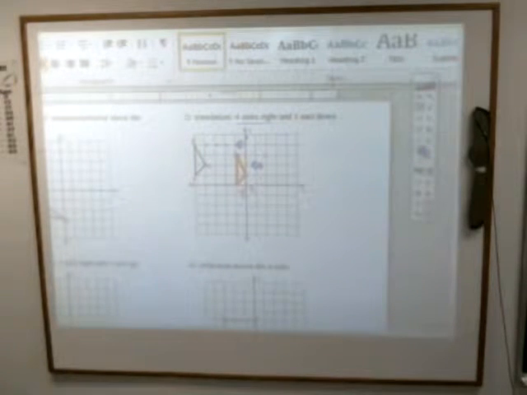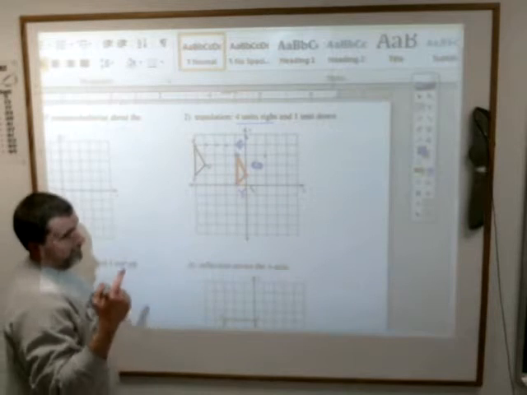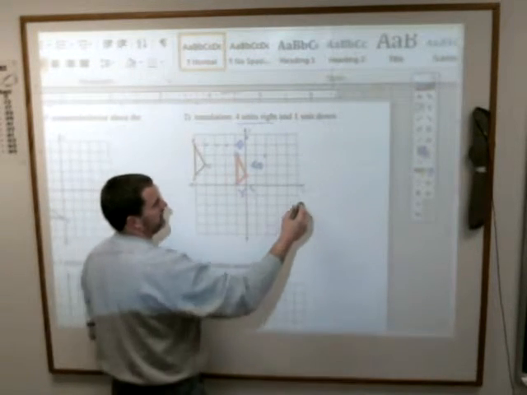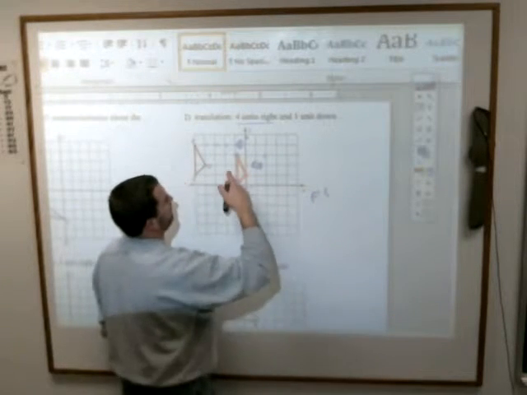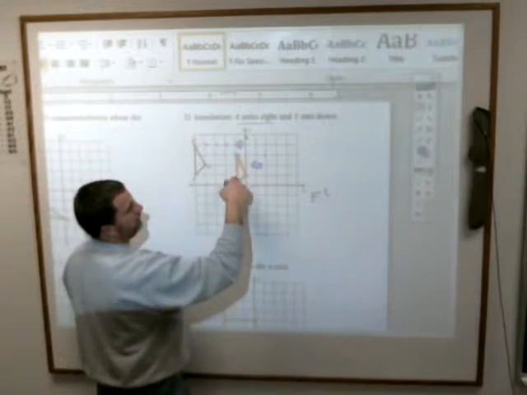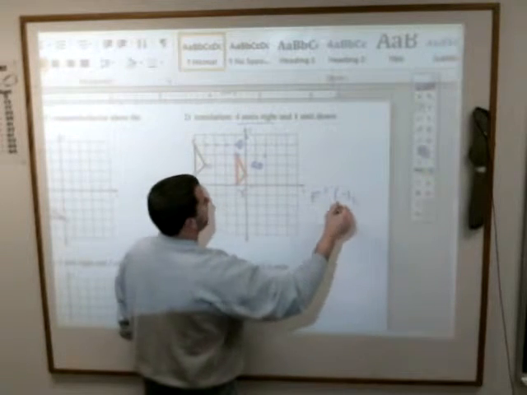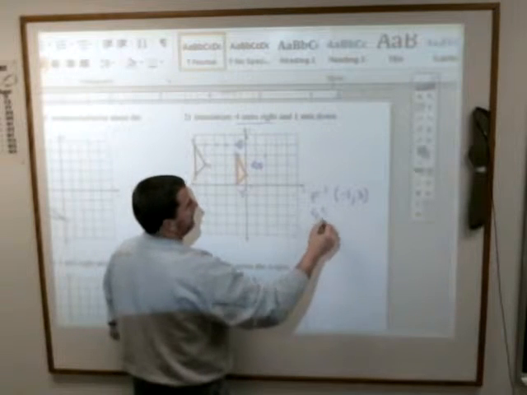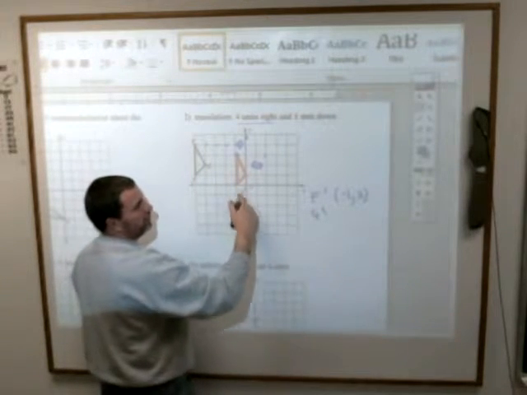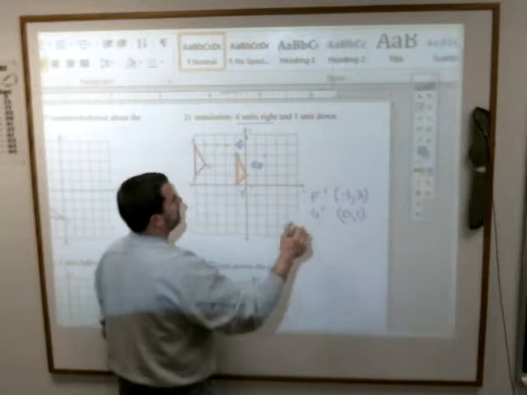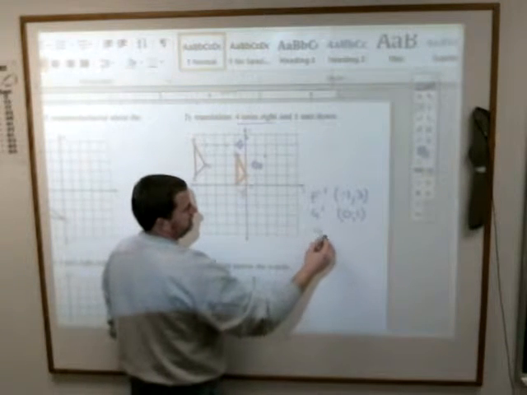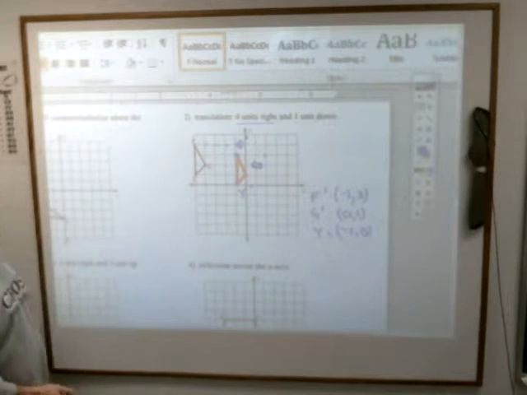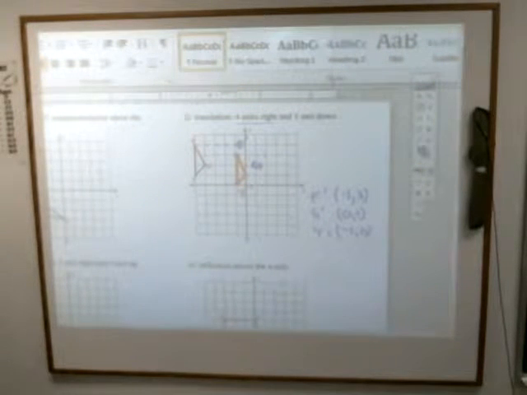The book at times will tell you to give the coordinates of the new point. So you might have to say, okay, well, what are the coordinates of F prime? F prime is -1, 3. Point G prime is 0, 1. And Y prime is -1, 0. They may ask you to give the coordinates of the new points. Be prepared to do that.